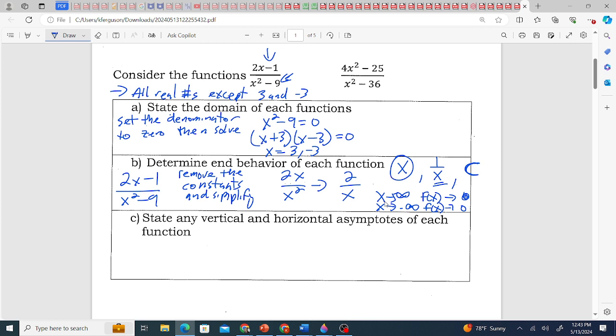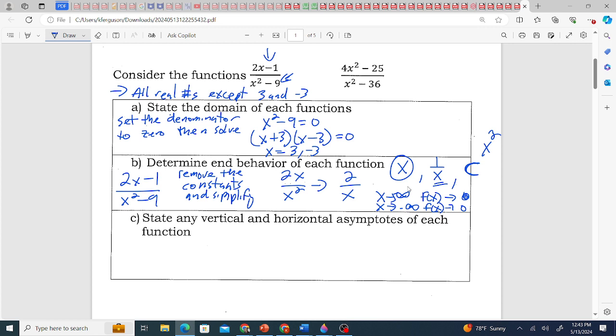If it was x, I would say as x goes to infinity, f of x goes to infinity. As x goes to negative infinity, f of x goes to negative infinity. We also had a possibility once where it was x squared. When we simplified it, it was x squared. And so then as x goes to infinity, f of x goes to infinity.